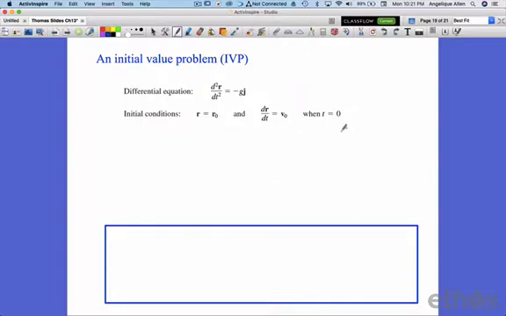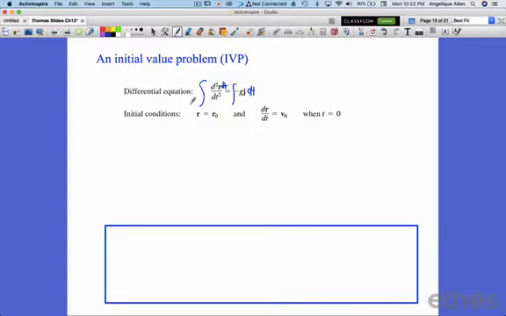And all of this is when time equals 0. So this is the setup of a typical initial value problem. All right, so we're going to integrate this expression right here, and we have to put our dt's in so that we can be proper. Please don't leave those out. I'll say that 1,000 times because I don't want you to leave them out.